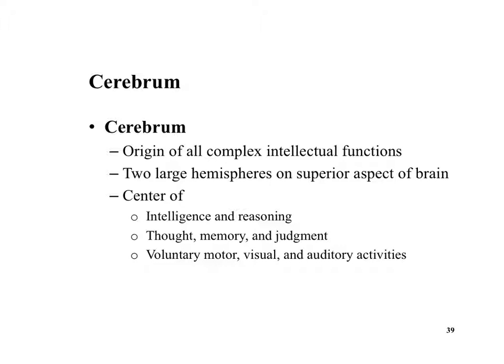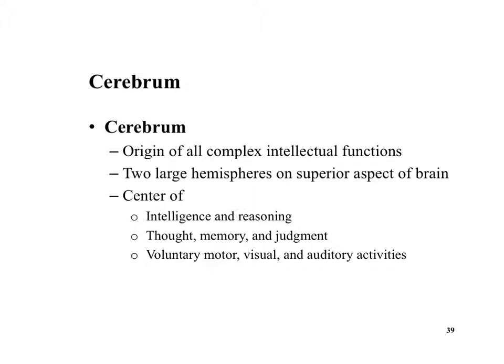We're going to go through the different parts of it now, especially the cerebrum, in a little more detail and specifics. The cerebrum is the origin of all complex thought and intellectual functions. The fact that you know your name and where you are, you can move your fingers, understand what I'm saying, speak in a certain language or multiple languages, know red from yellow, from green, from white, understand the alphabet, that is all functions of the cerebrum. Okay?